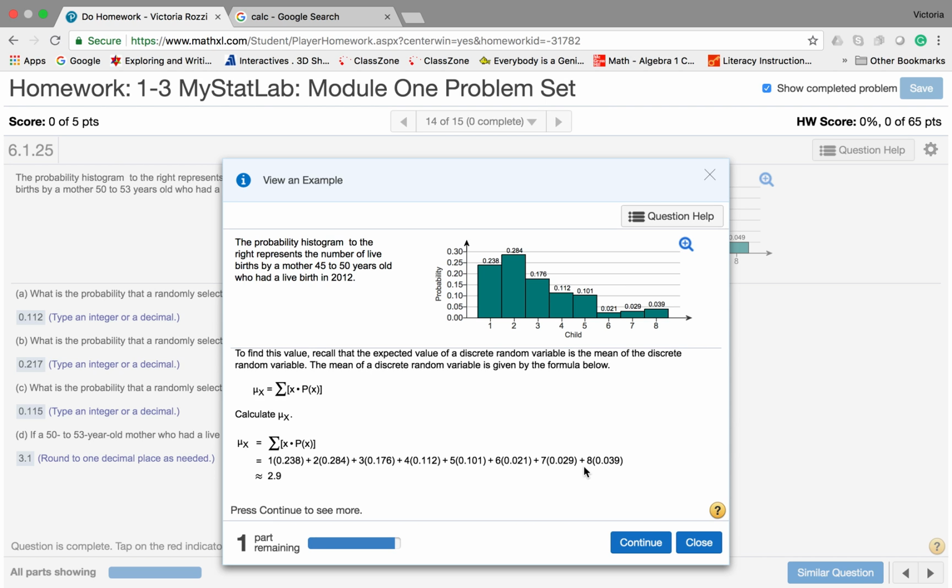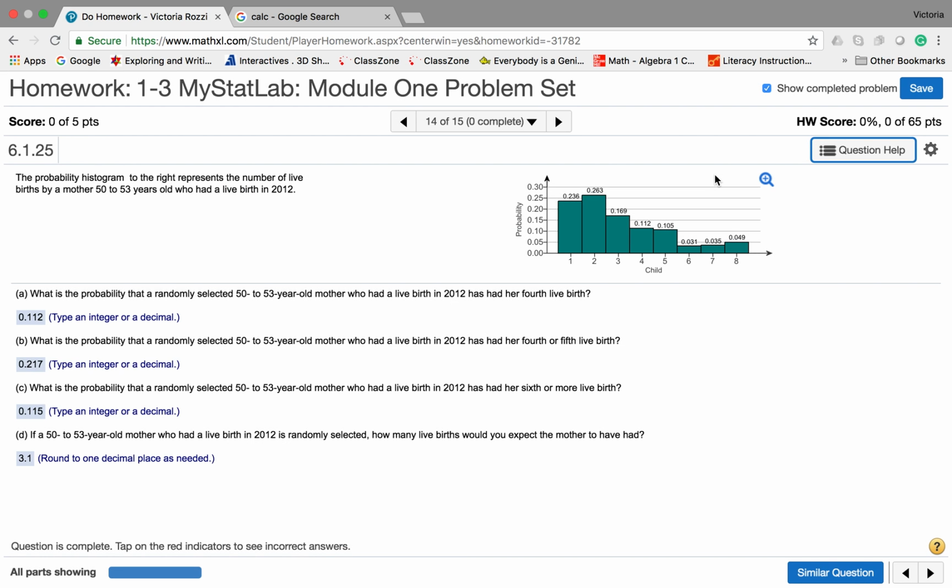Again, I wish I could write on my screen right now, but it's just not working. So in this case, they did want us to round to 1 decimal place, so they're just using the approximate symbol. So it's approximately 2.9. So what we're going to do in our problem, the numbers are a tiny bit different, but it's not a big deal. You're going to do 1 times 0.236 plus 2 times 0.263 plus 3 times 0.169 plus, and so on and so forth. And once you add all those together, you'll round to the tenths place, the first decimal place, and that will get you 3.1.